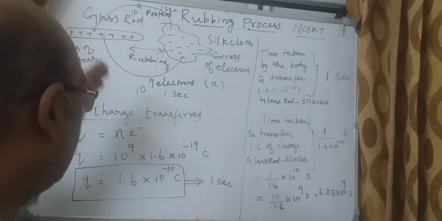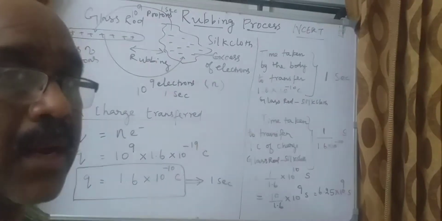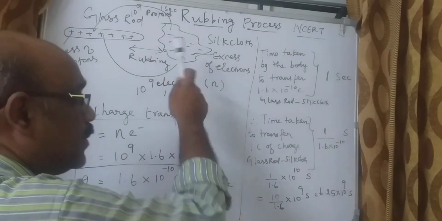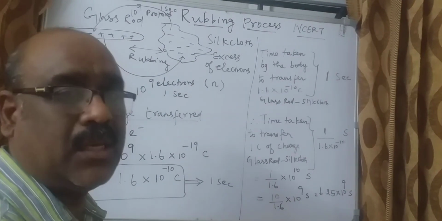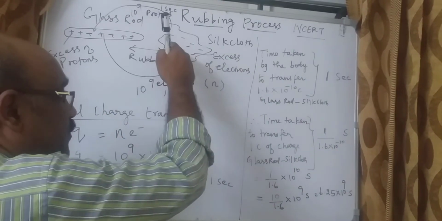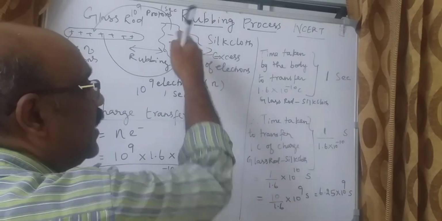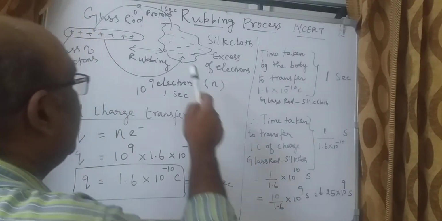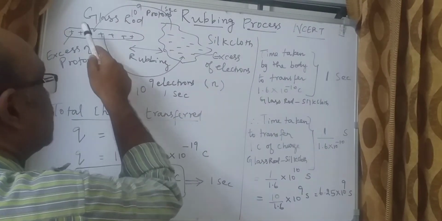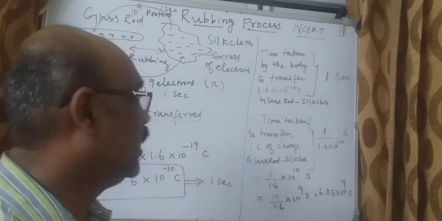Once again, let me sum up here. The process that takes place here is the process of rubbing, where we are rubbing the glass rod with the silk cloth. When the glass rod is rubbed with the silk cloth, the neutral stability of both the atoms gets disturbed, and because of that, there will be a transfer of charges. Here, the glass rod is becoming positively charged and the silk cloth is becoming negatively charged. That means the silk cloth is with excess of electrons, whereas the glass rod is with excess of protons. That is why the glass rod becomes positively charged and the silk cloth becomes negatively charged.